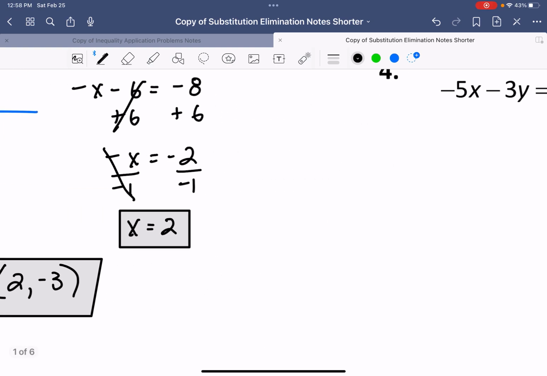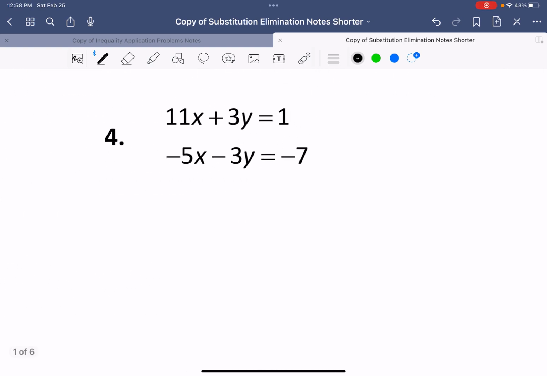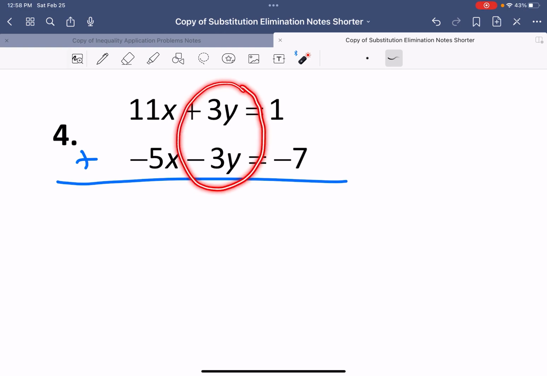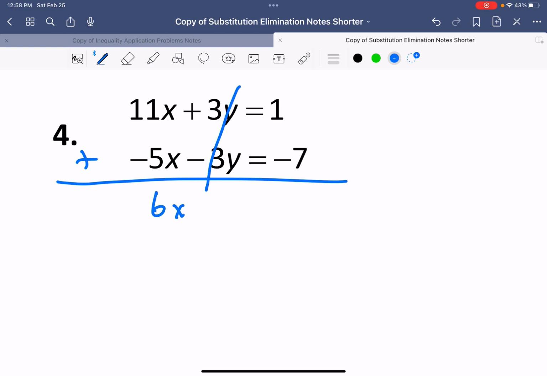All right, let's look at number 4. This problem is a little bit trickier, but not so much so that we can't just straight up add these 2 together, because this time you're going to notice that these 2 will cancel out from each other. All right, so let's go ahead and add them together. 11x minus 5x is 6x. Negative 3y and positive 3y cancel out, and we're left with negative 6.